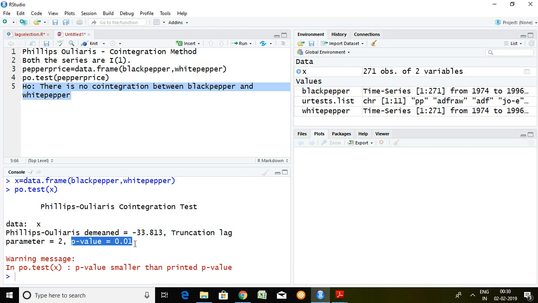That is all about Phillips Ouliaris cointegration test.